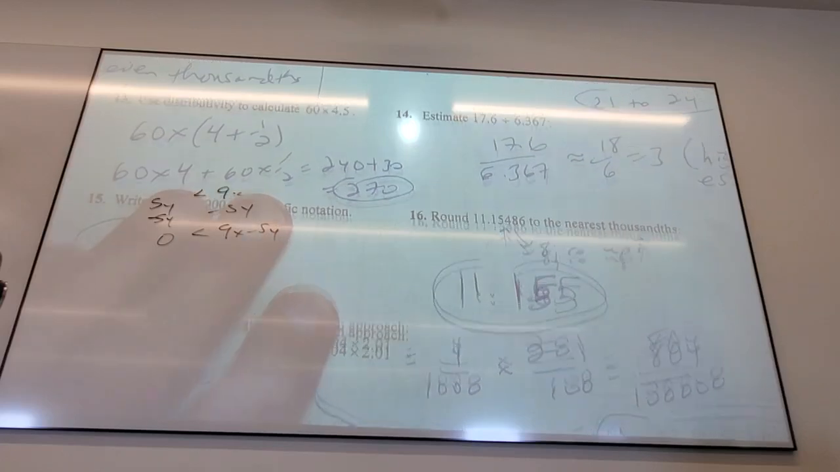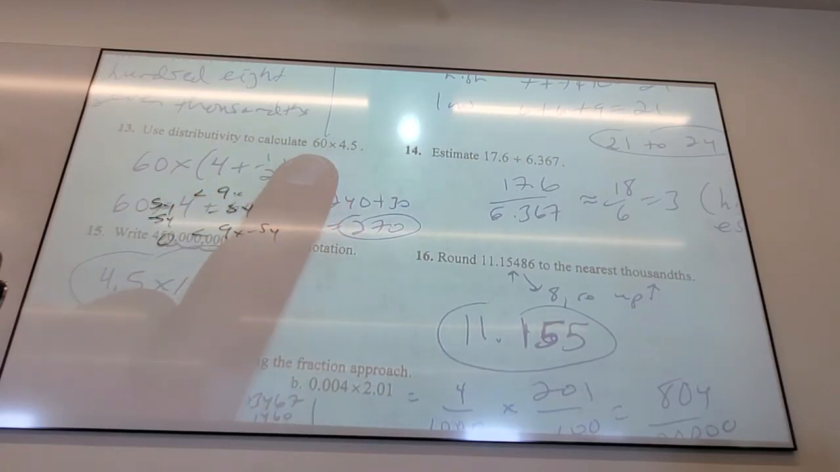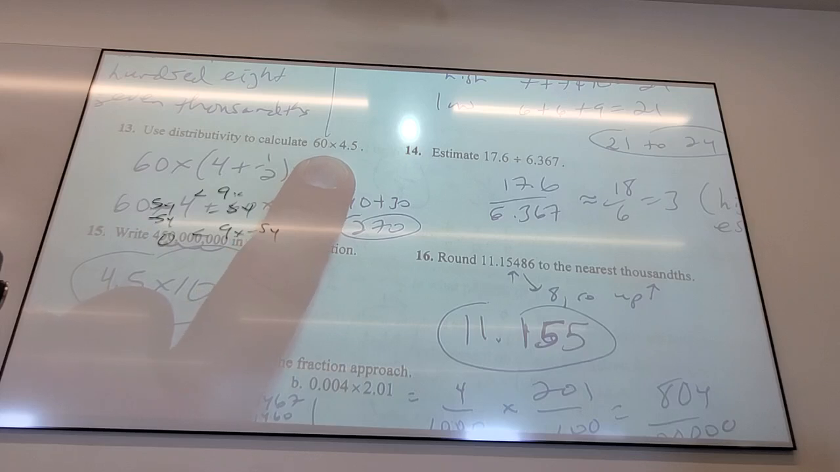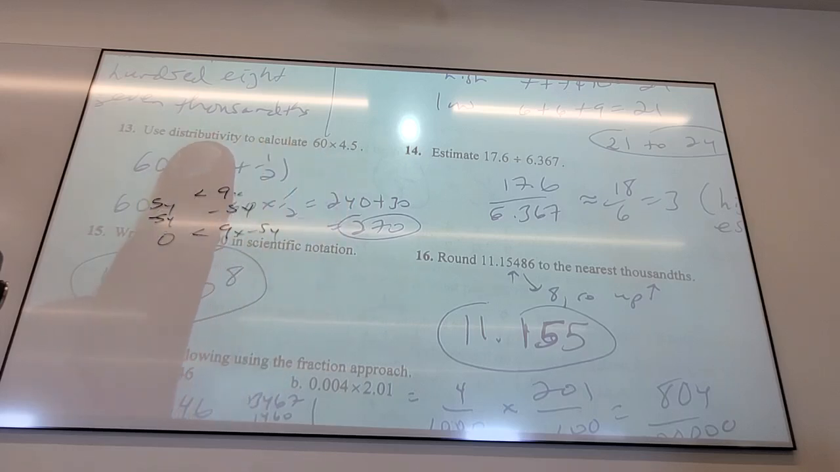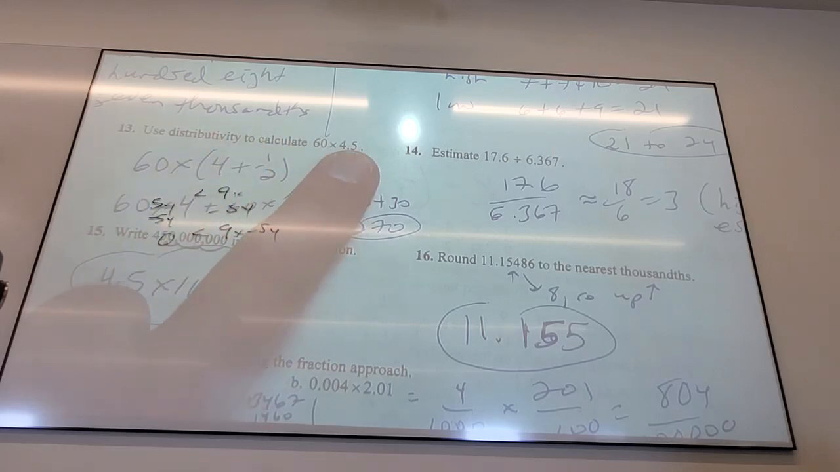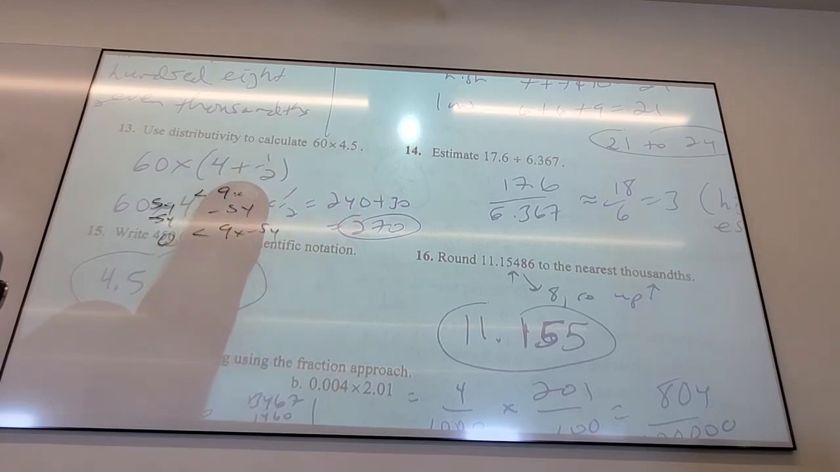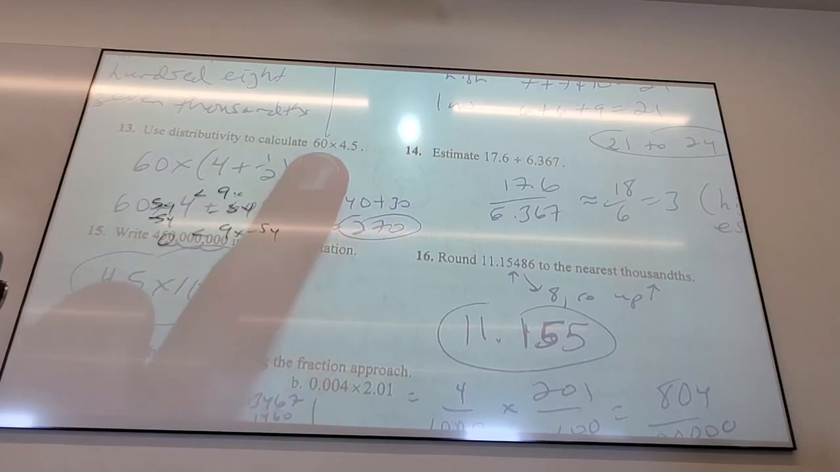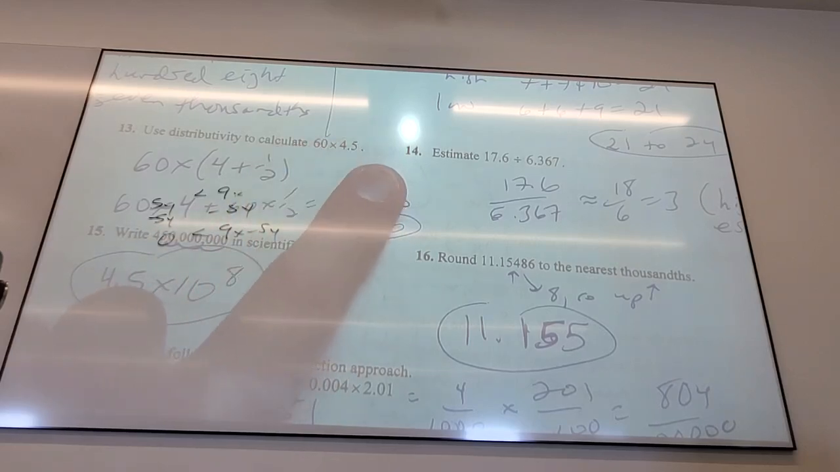Let's see. People always get tripped up when I ask for this kind of problem here. When you use distributivity to help with something, you normally break up the problem. So that would be this one. If you break it as 4.5, then you can do 60 times 4 and 60 times a half and add those together.